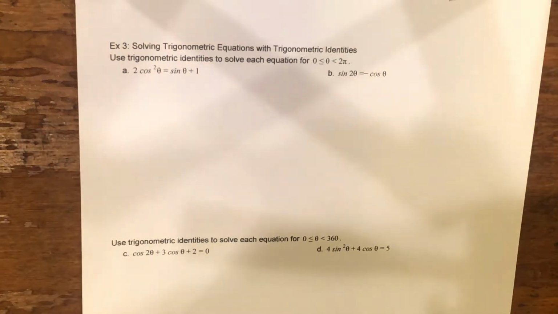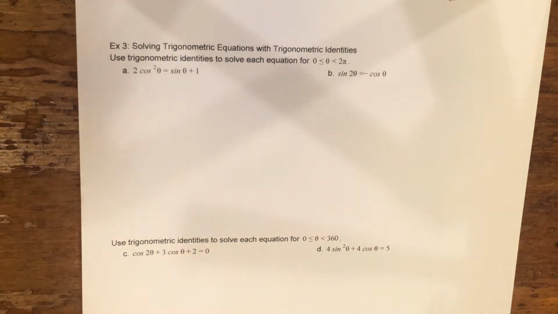Okay, so this is 9.4 day 2 notes. Make sure you have your unit circle out and then that sheet of all of those identities out too. You're going to be using them today.